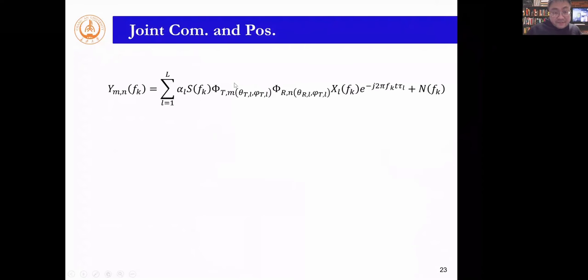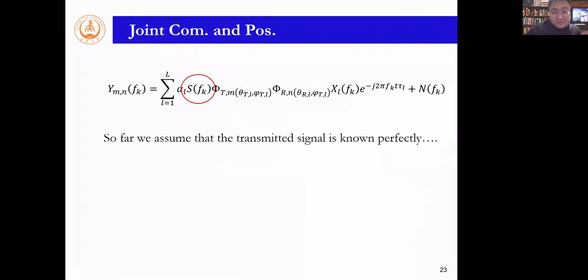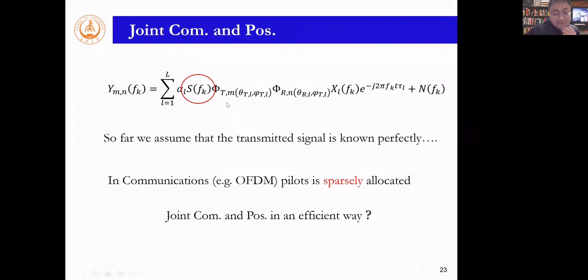So the first application would be joint communication and positioning. So far, we know that for positioning, the transmitted signal is perfectly known. So we know what we are transmitting. But for communications, we don't. We are spending more than 90% of resources on transmitting unknown data. The known data, also known as the pilot, is sparsely allocated. So how can we do this joint communication and positioning in the same system in an efficient way?